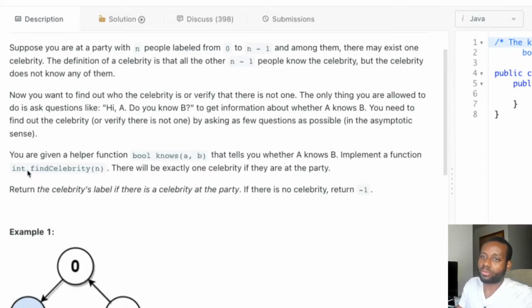Implement a function, findCelebrity, which is pretty much the algorithm that we're about to write. It says there will be exactly one celebrity if they're at the party. Return the celebrity label if there is a celebrity at the party. If there is no celebrity, return -1.